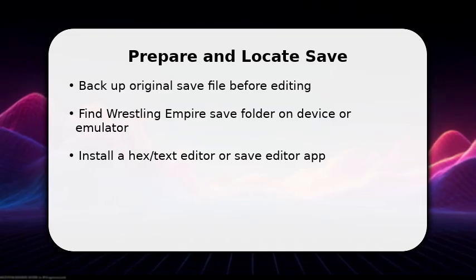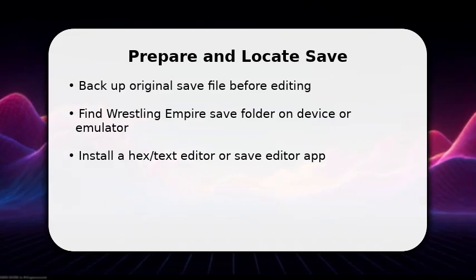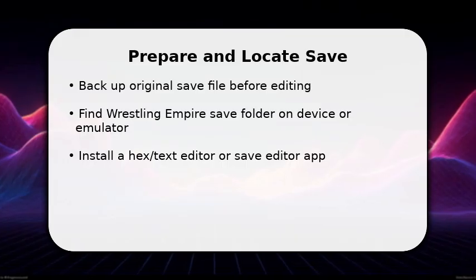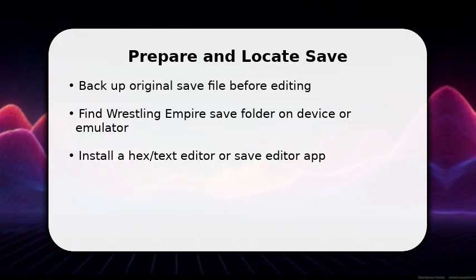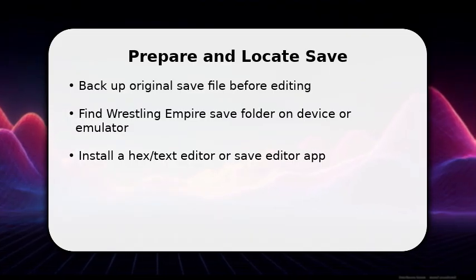Enjoy the video. You start by securing the original save so you can undo mistakes. Copy the file to a separate folder. Next, locate the Wrestling Empire save on your device or emulator. Make sure you're viewing hidden system folders if needed.